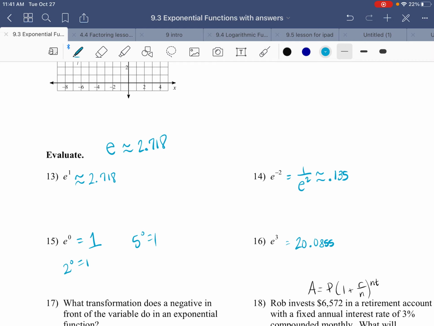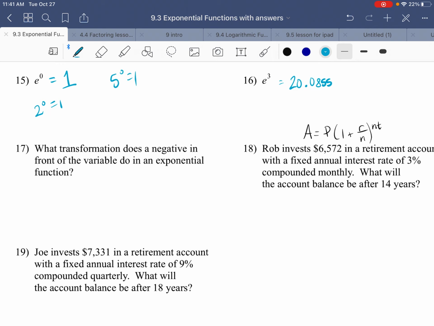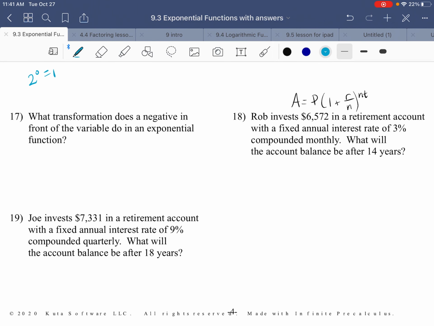Now you might be asking, why do I need E? Well, it comes up in these exponential growth models when we're dealing with different financial formulas. So let's look at number 18. I've got a formula there for you. A equals P times 1 plus R divided by N raised to the NT.